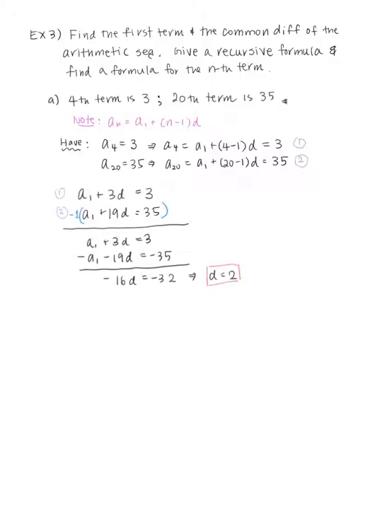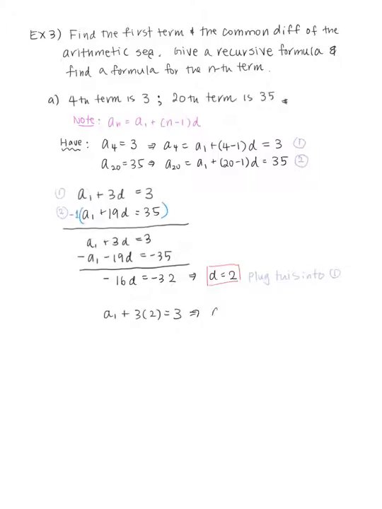Now to find a sub 1, the first term, plug that d value into either one of the equations. Pick a cute one. To me, the top one, equation 1, looks cuter, so I'm going to use this. So let me just write, plug this into, it doesn't matter which one, I'm going to plug it into equation 1. So what we're going to get is a sub 1 plus 3 times 2 equals 3.